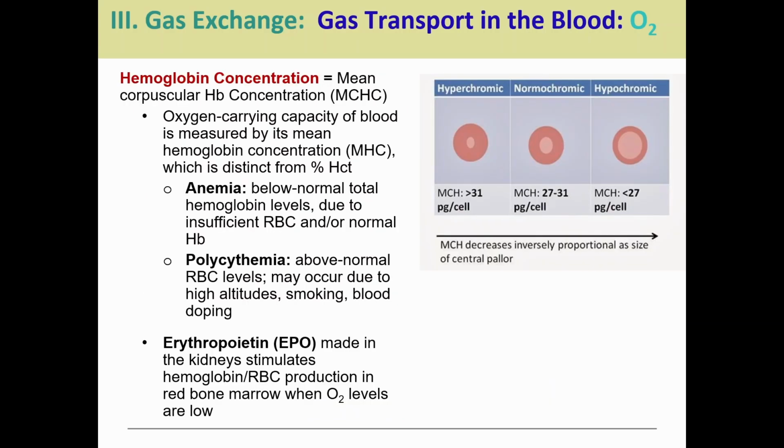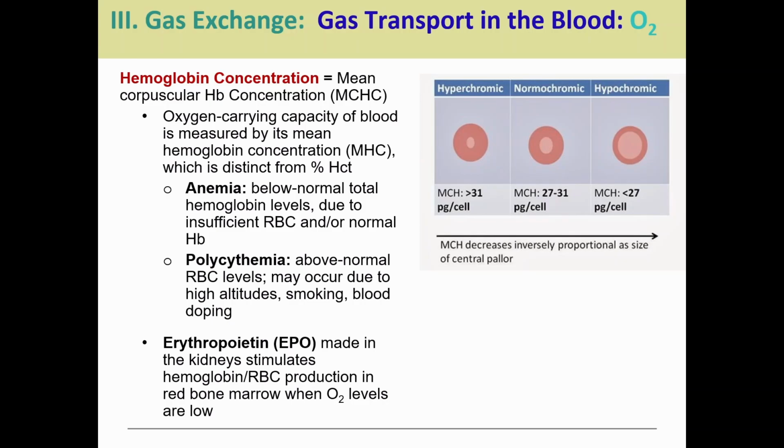So hemoglobin concentration, we have the MCHC, which is the mean corpuscular hemoglobin concentration. Basically, we're looking at the oxygen carrying capacity of blood. This is distinct from the percentage of the hematocrit though, right? Because hematocrit is how many red blood cells you have. This is where we're looking at the actual capacity to carry oxygen in the bloodstream. If we have less hemoglobin than normal, either because we don't have enough red blood cells or we don't have enough hemoglobin, we have anemia.